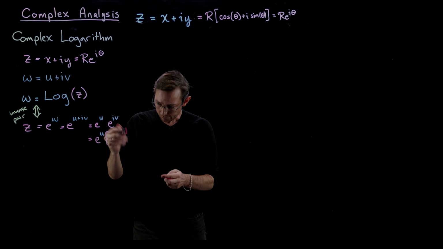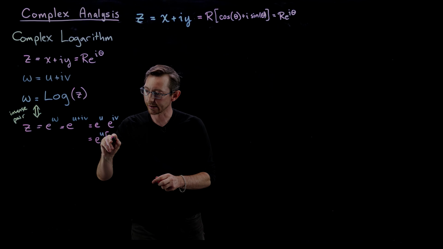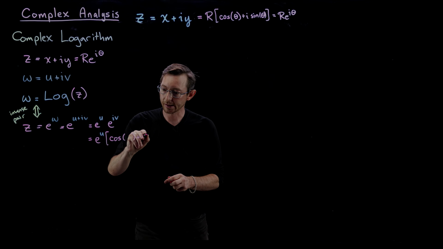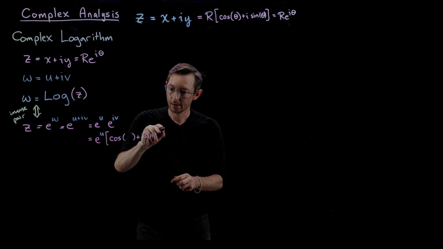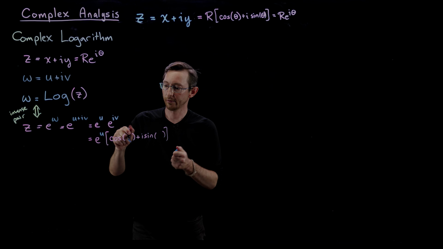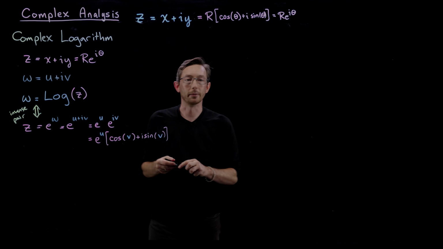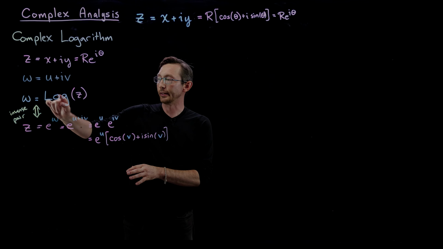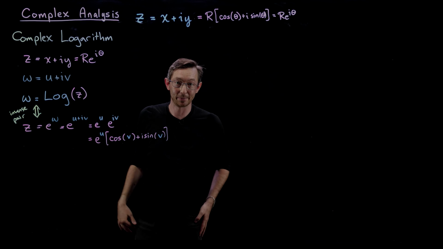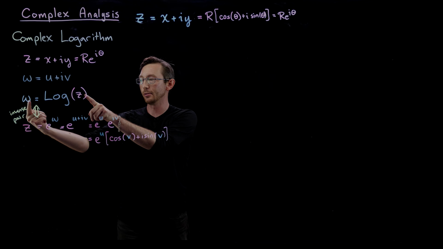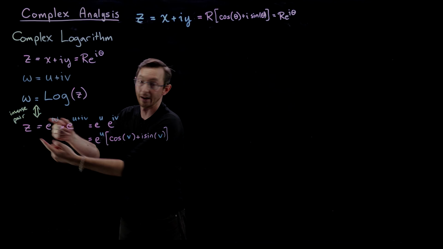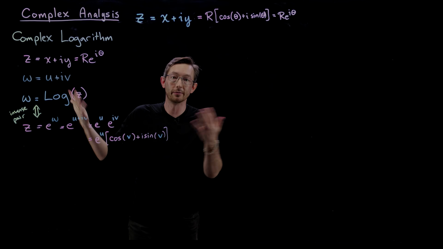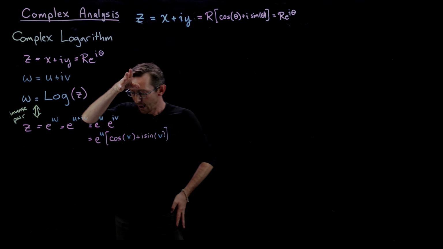Times, we're going to say this is cosine of v plus I sine of v. Good. This is all, essentially just from this definition that the logarithm has to be the inverse of the exponential. So I took my z and w, and I just flipped them, and now I'm solving for what are my z terms in terms of my w terms.